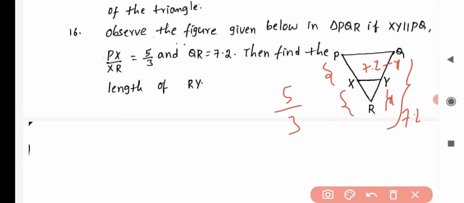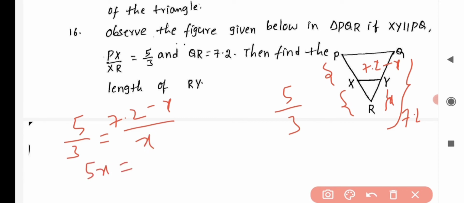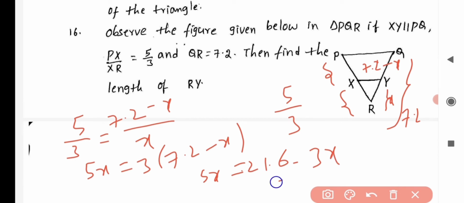Okay. So 5 by 3, by using basic proportionality theorem, these two lines are parallel. So PX by XR equals to QY by YR. QY is what? 7.2 minus x, by YR value here x. So cross multiplication 5x equals to 3 into (7.2 minus x). So 5x equals to, 3 2 is 6, 3 7 is 21. So 21.6 minus 3x. So minus 3x changes to LHS, that is plus 3x. So 8x equals to 21.6.